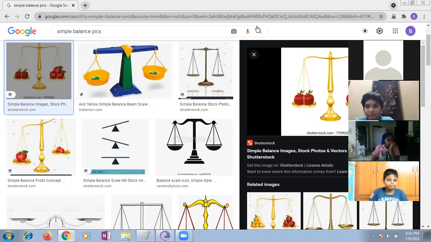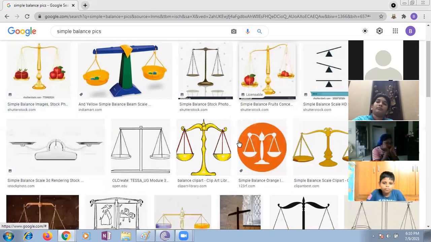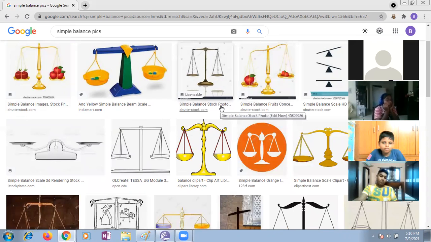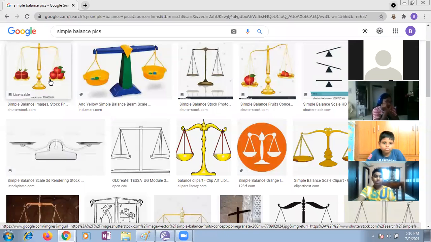Let me explain the part, children, so that you can understand. On the pictures, what you are seeing, there are different balances. When it balances, children, both the sides, suppose the left hand side part and right hand side part, are equal. In the first picture, there are apples on both sides, pomegranates and apples. Both are balanced, which means it is in the same position.